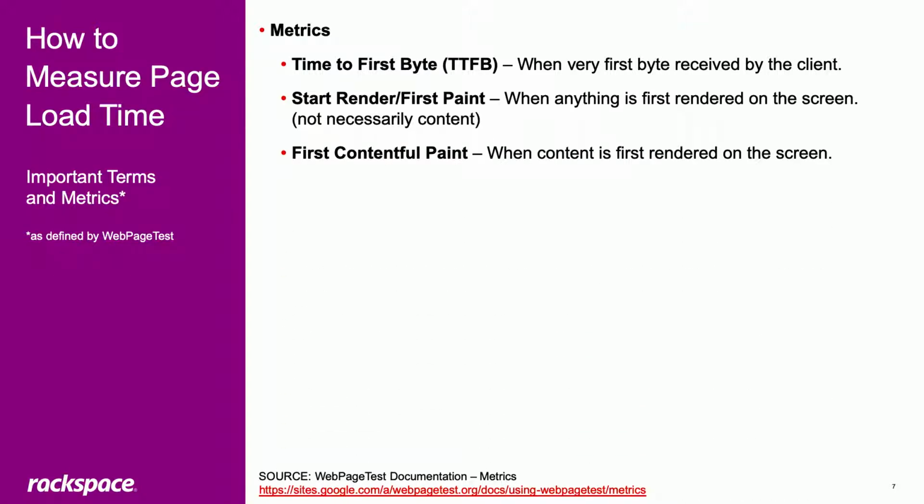First contentful paint is actually when the first bit of content is rendered on the page. So this is the actual useful information for customers. So not just when it starts rendering, but when you actually provide something meaningful to a potential customer.